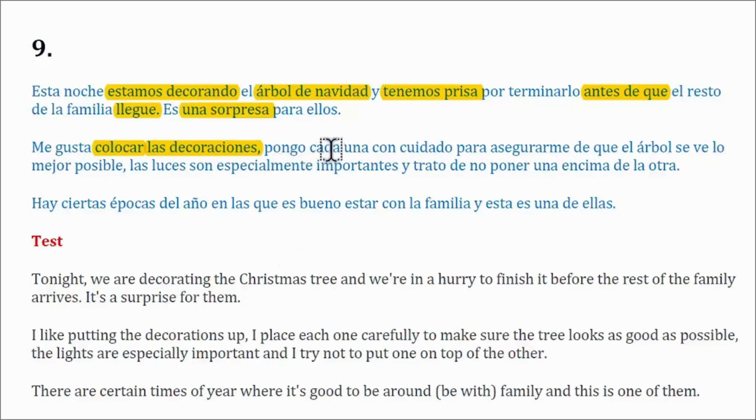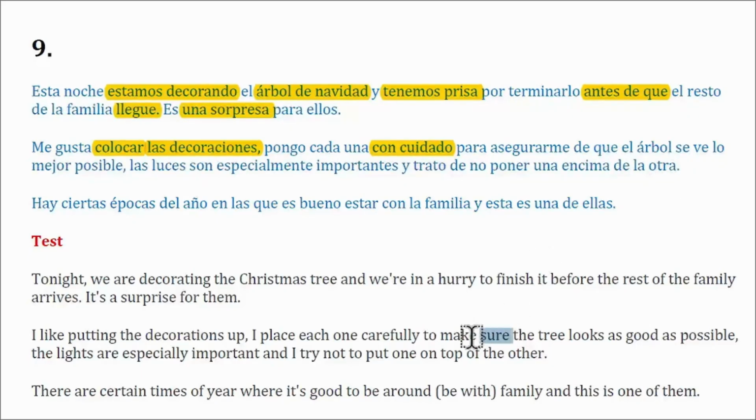Now it says pongo cada una. So we're referring to las decoraciones, right? Feminine word. So I put each one, cada una, con cuidado. This is how you would say carefully, with care, con cuidado. Para asegurarme de que el árbol se ve lo mejor posible.